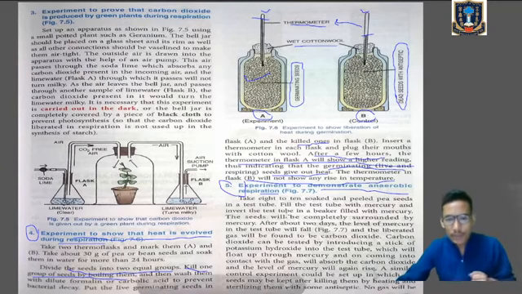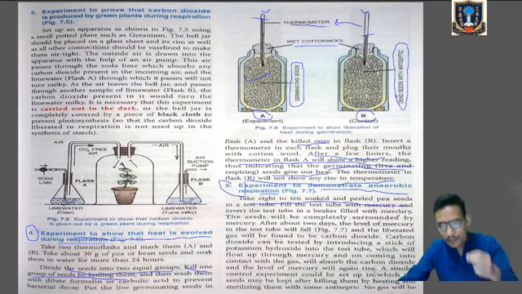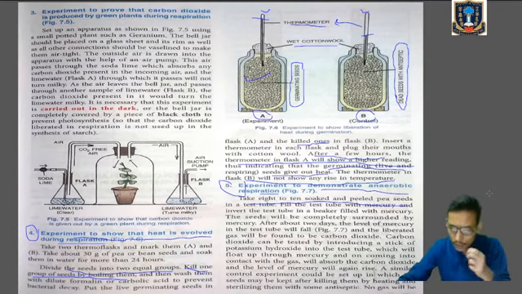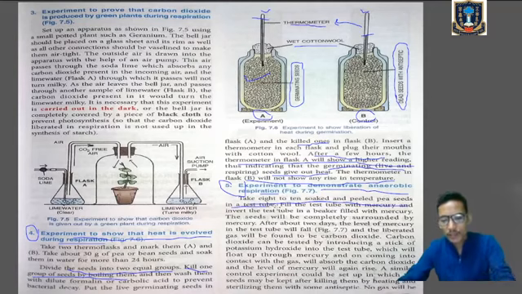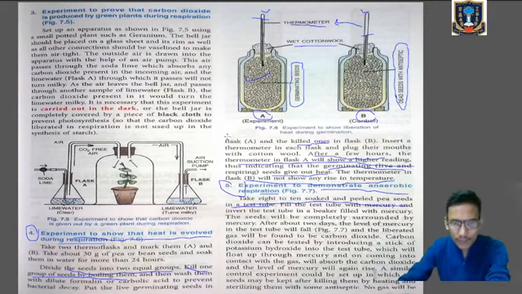Okay, so what we do, we will take 8 to 10 soaked and peeled pea seeds. So we are taking pea seeds which have been kept in water overnight or for 24 hours, and we'll peel the pea seeds and put them in a test tube. Look over here, this is the test tube, and inside the test tube we are putting the peeled and soaked pea seeds. Clear?